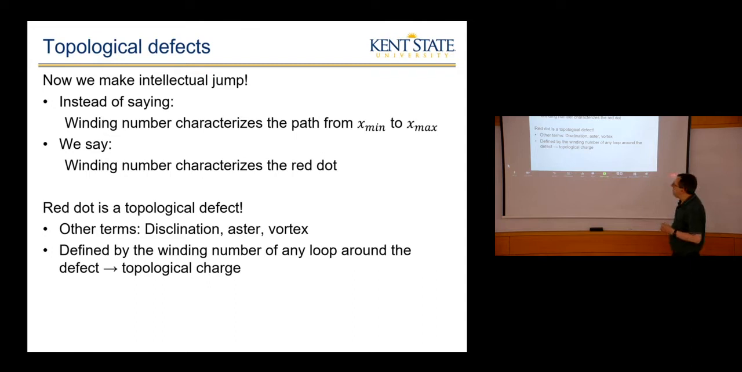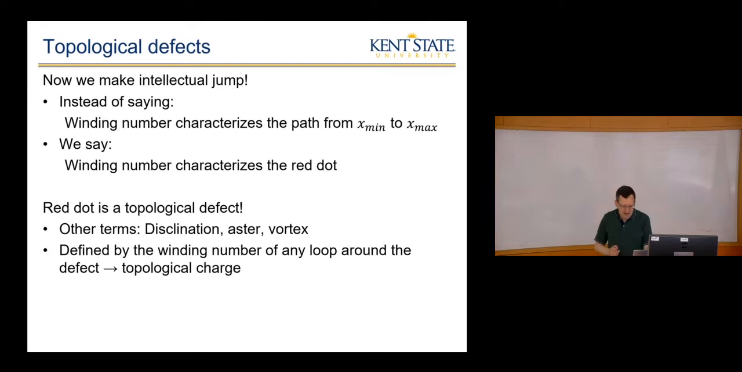We can say the red dot is a point which is singular. That is, it's a place where the unit vector is undefined, but it has properties that you can learn about by looking at places where the director is well-defined, by integrating in this loop going around the dot. So topological defects, in other words, people say disclination, aster, vortex, it's defined by this winding number of any loop around the defect. And this quantity, you could call this topological charge, right? Kind of like an electric charge, right? There's nothing electrical about it, but this loop construction maybe reminds you of Gauss's law for electrostatics, right? That something going around a point tells you about what's inside the interior.